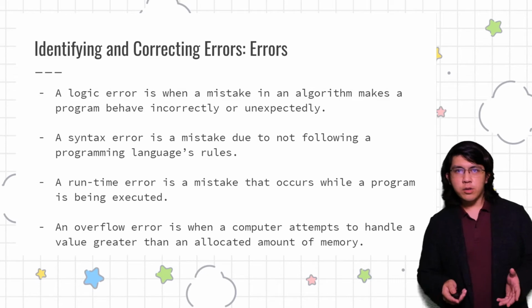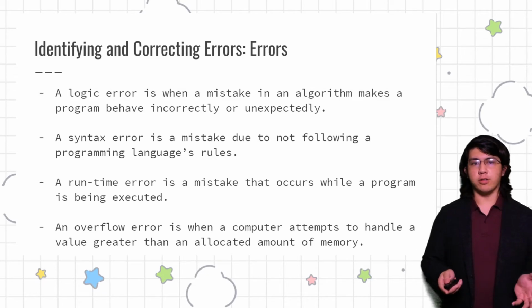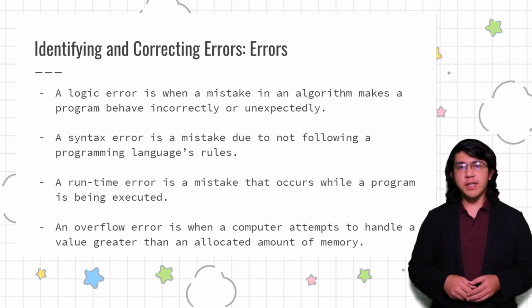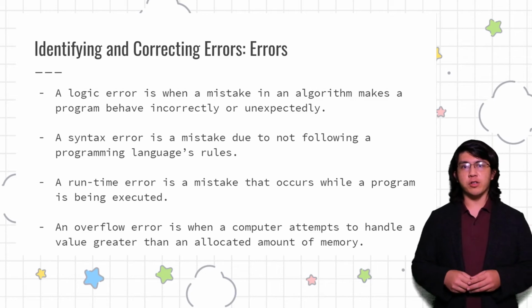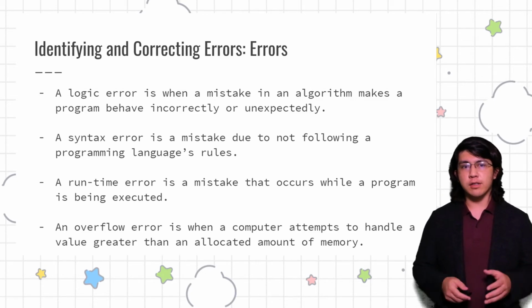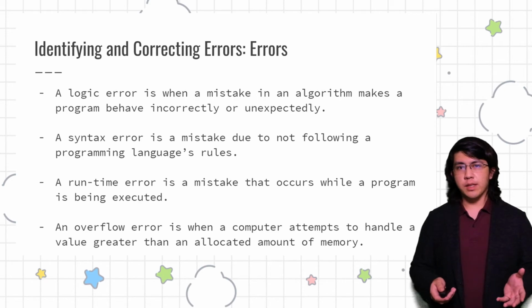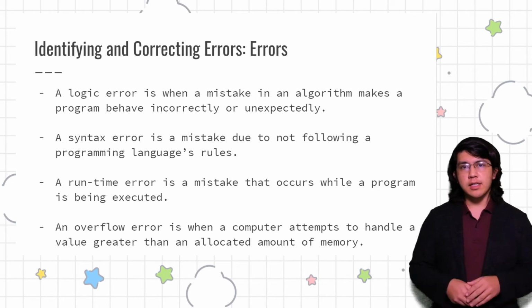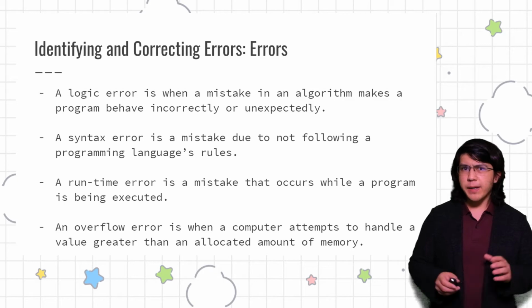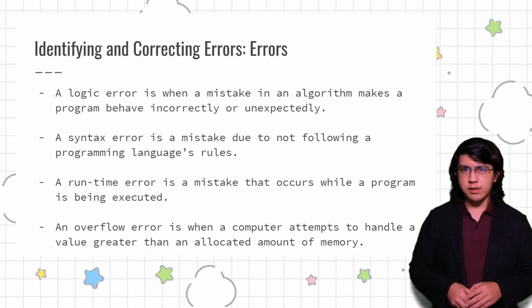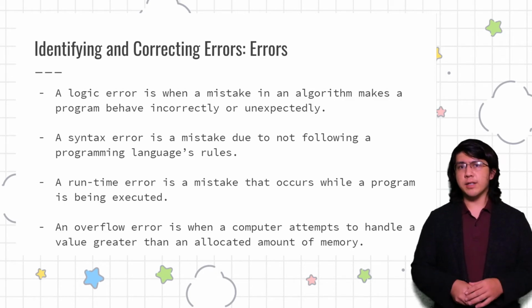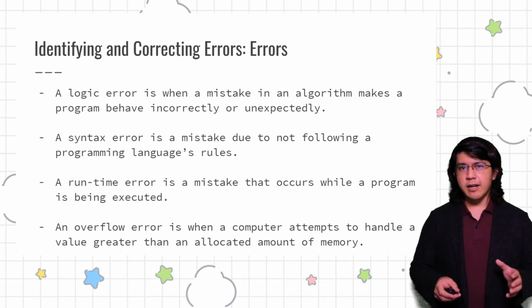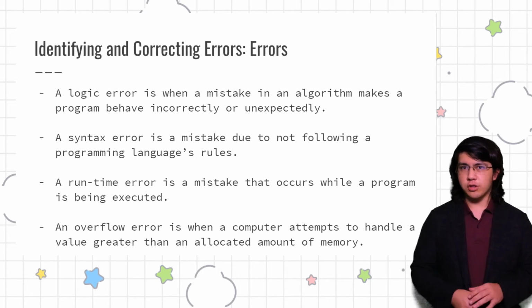As you're writing code, you're inevitably going to run into errors. There's different types of errors, and being able to articulate what type of error you're encountering is important to being able to solve it. A logic error is when there's a mistake in your actual algorithm, a mistake in the process that you've asked the code to run. This will lead to the code behaving incorrectly or unexpectedly, but that's based on your expectations. The code is going to do exactly what it says.